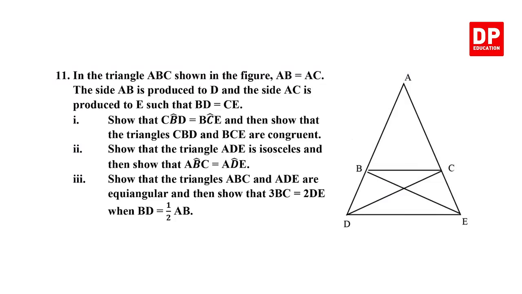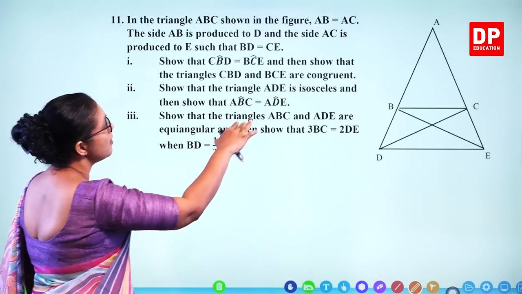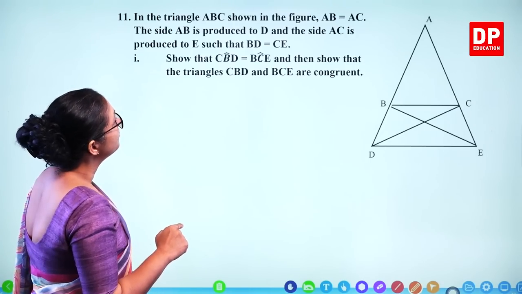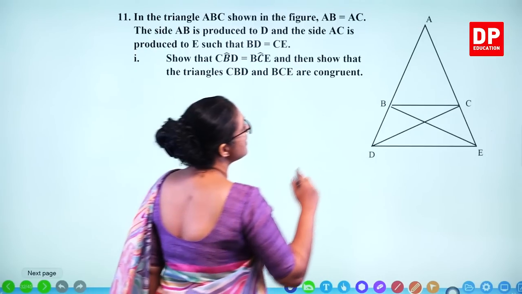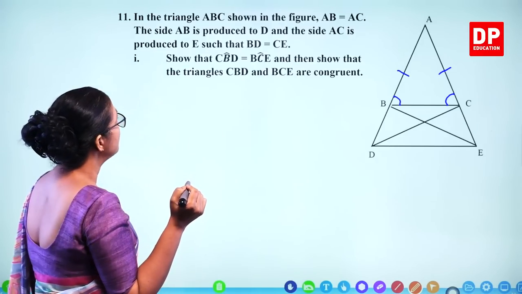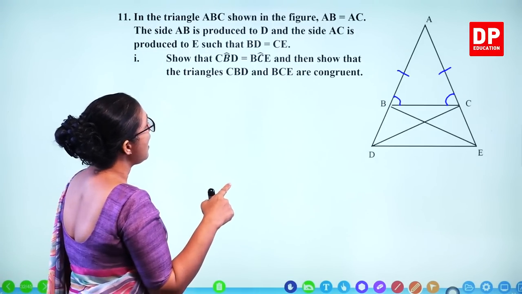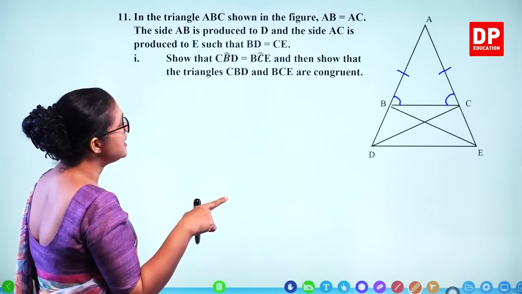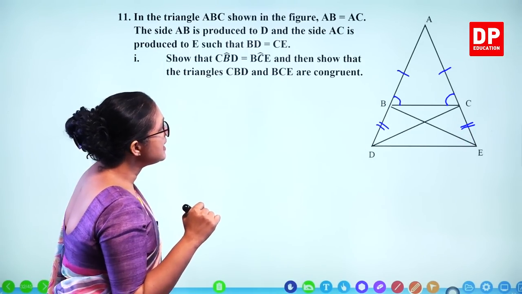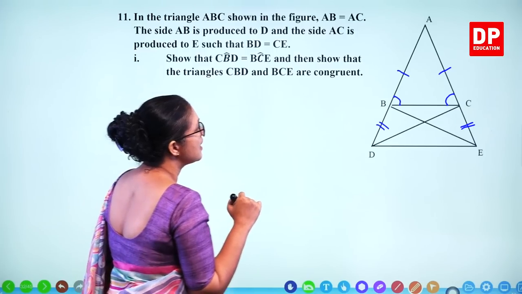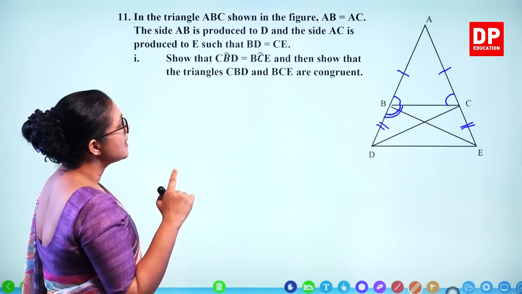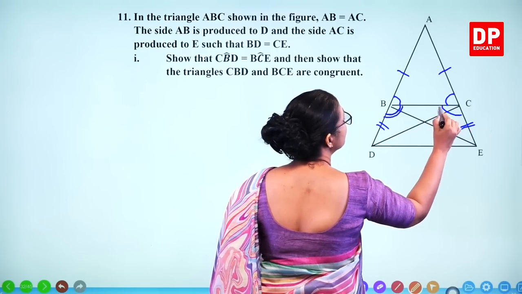Question number 11. So you have to prove using the diagram. So let's do it separately. In the triangle ABC shown in the figure, AB is equal to AC. So you can mark these two lengths are equal. That means this angle is equal to this angle, isosceles triangle. The side AB produced to D and the side AC produced to E such that BD length is equal to CE. Show that CBD angle, this one, is equal to BCE angle, this one. It's not hard.